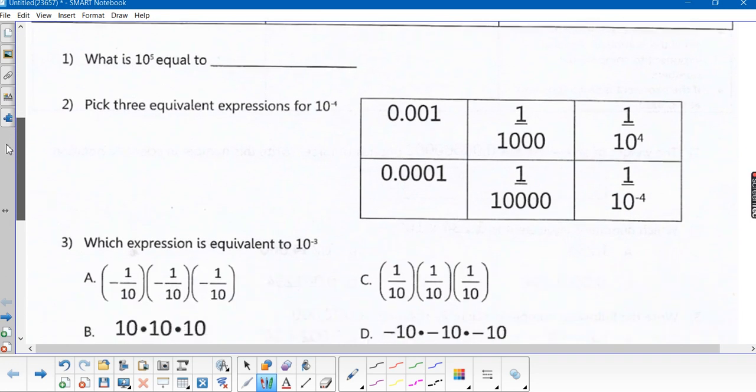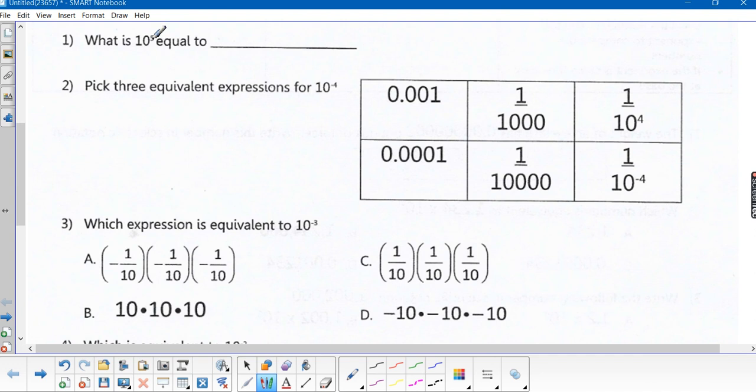It says, what is 10 to the 5th power equal to? Notice that's a positive exponent. All I have to do is write a 1 and 5 zeros, and I'm good to go, and that is 100,000. Okay? This one says pick 3 equivalent expressions for 10 to the negative 4th.